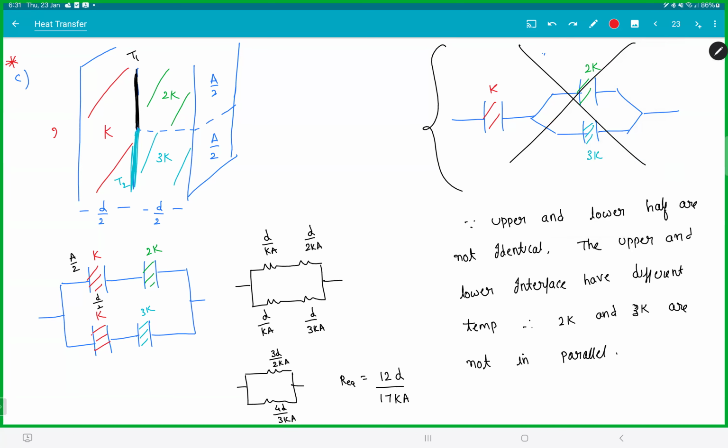Here take temperature 2 T naught and here temperature T naught. So this is 2 T naught and this is T naught. This is T1 and this is T2. Find T1, T2. That would be another question. Who will have more temperature, the upper half, upper interface or the lower interface?